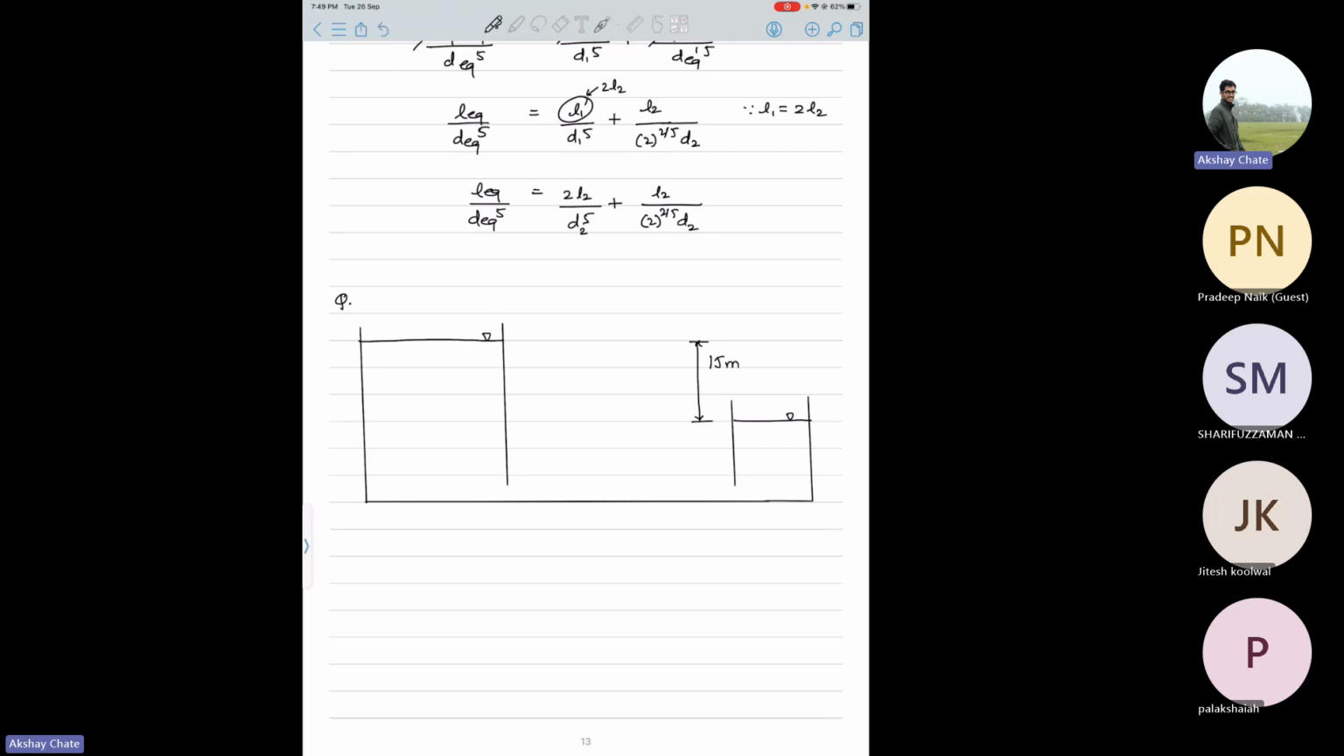And there is a pipe connecting them. It has a diameter of 300 mm, and the length is given as 1 kilometer. The pipe length is 1 kilometer.